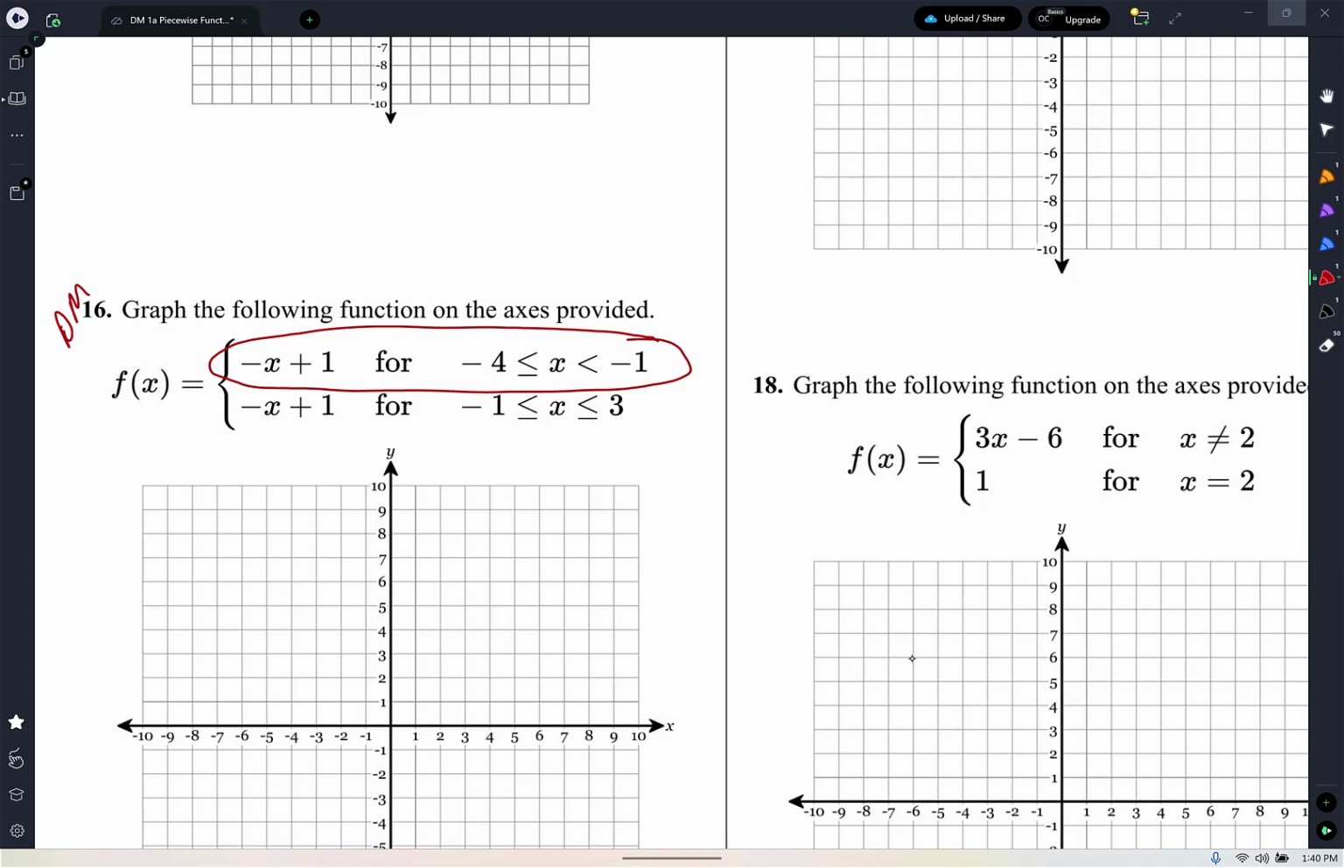At negative 4, I'm going to plug it in. I'm plugging that negative 4 into my x. A negative times a negative is a positive, and positive 4 plus 1 is, what's positive 4 plus 1, guys? 5. So go to negative 4, 5, and put a point, because this one has an equal sign.